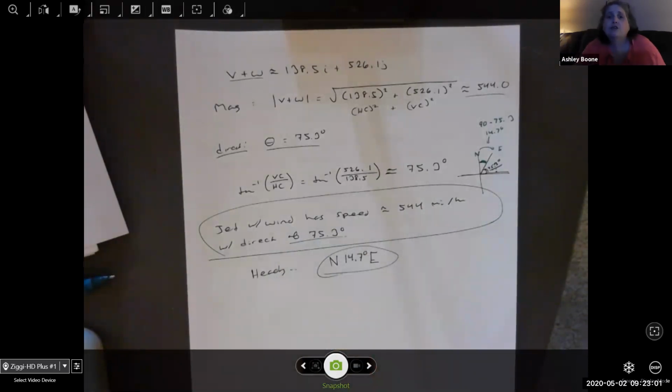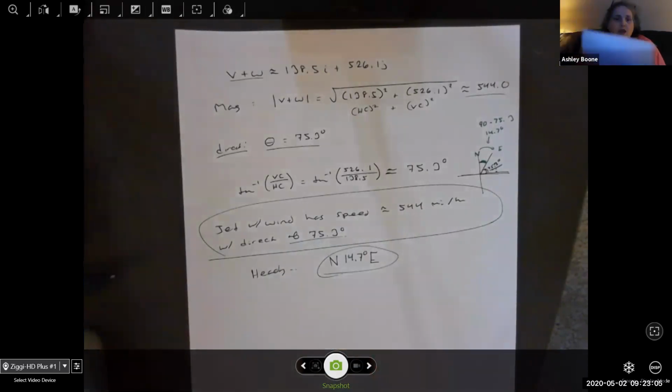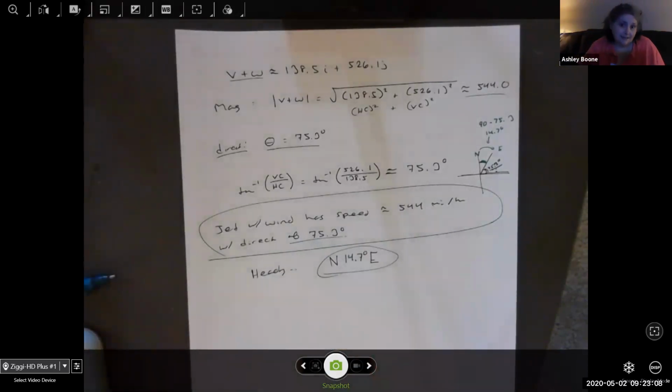Anytime you have two forces acting on one object, so in this case it was the jet itself and then the wind acting on the jet, whenever you have those things going on, you can deal with resultant vectors. Resultant vectors deal with adding those two forces together. Okay, let's look at one last example here.